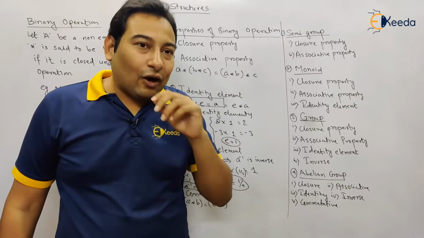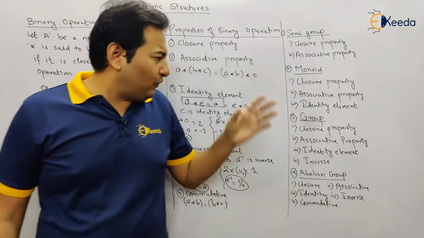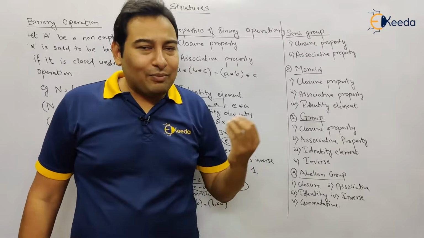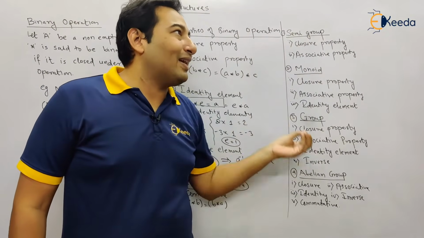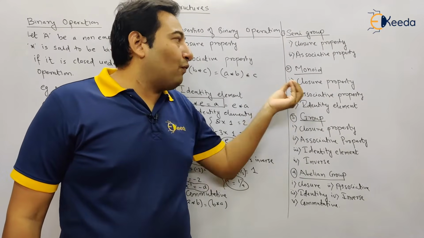Now you might be thinking, how are we going to prove whether it is a semigroup, monoid, group, abelian group? Because we know the basics of the properties. So don't worry about that. In the next coming videos, we will discuss how to prove these properties and how to check which type of algebraic structure a binary operation is.